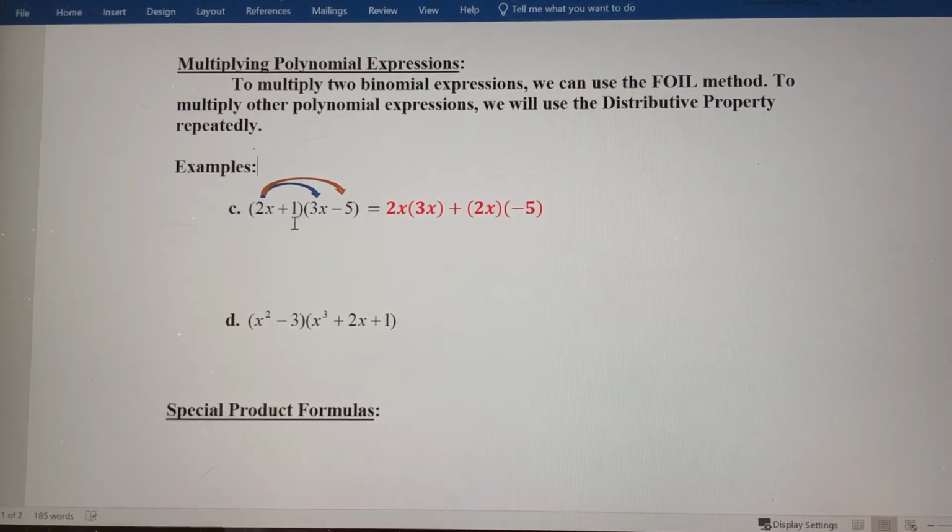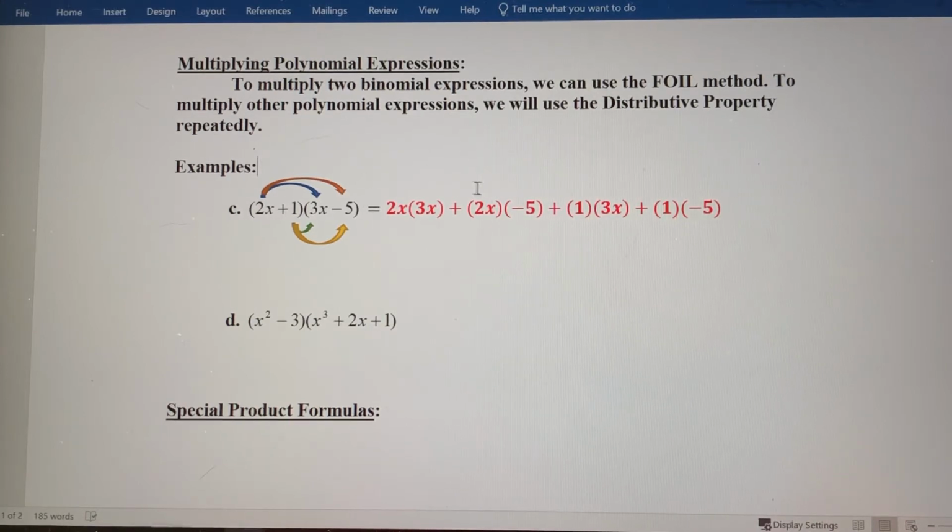Using the FOIL method or distributive property, whatever you want to call it, I'm going to multiply the inner terms. So the two inside terms, I want to make sure those are multiplied together. So it's going to be plus 1 times 3x. And then I want to do the last terms here, 1 times negative 5. So plus 1 times negative 5. Think about it as the FOIL method, or think about it as using the distributive property a couple times. It's really up to you.